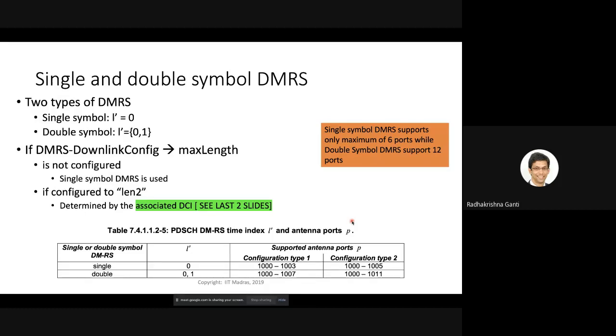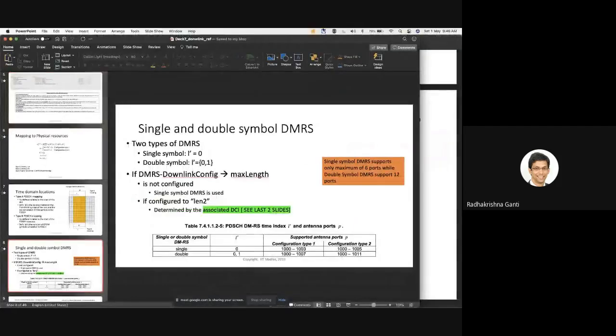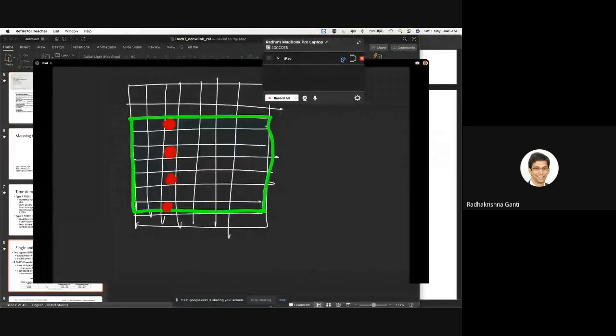So we'll get back to the DMRS again. So there are two types of DMRS. One is called single symbol DMRS and the other is called double symbol DMRS. Okay. So this I'll explain to you with my iPad. Just give me 1 minute.